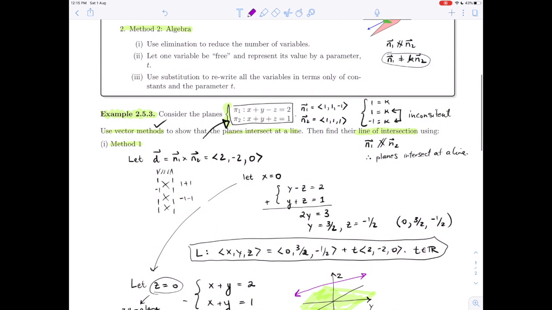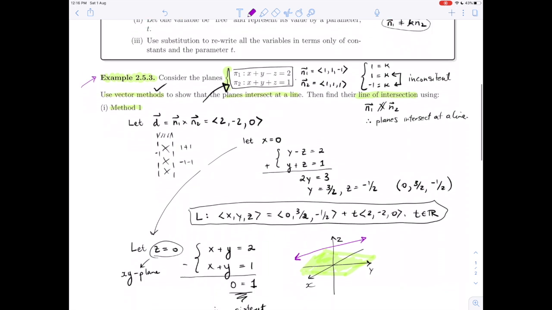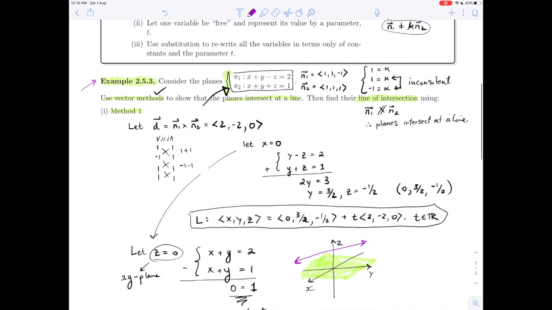In the next video, we will go and see method 2 with the exact same example. So we'll finish example 2.5.3. We'll do method 2 in the next video to show an algebraic approach to this same problem.